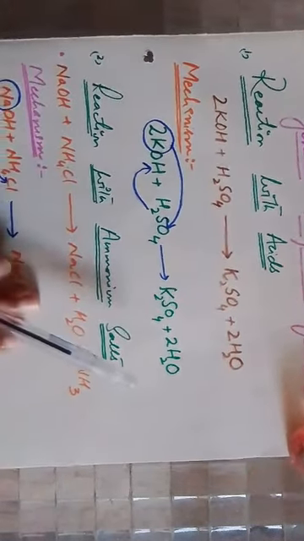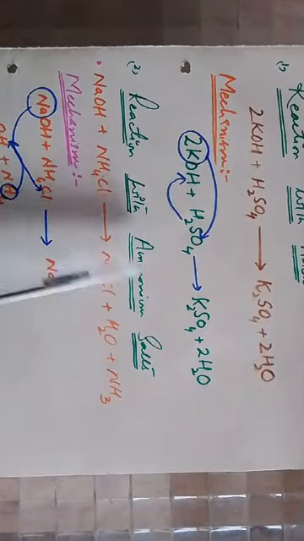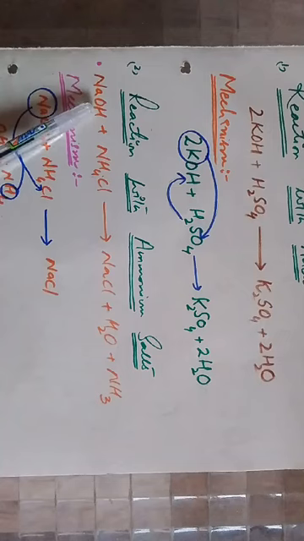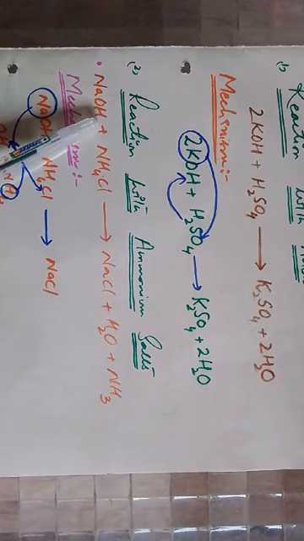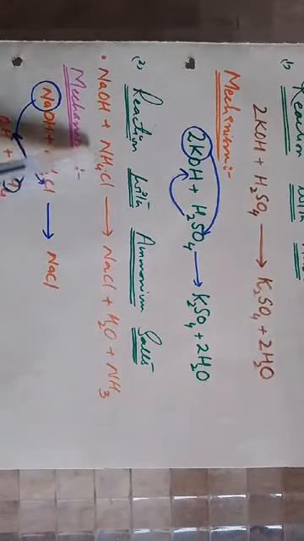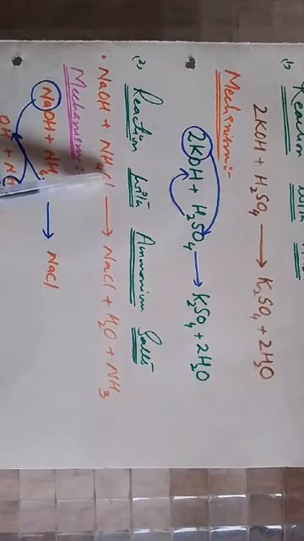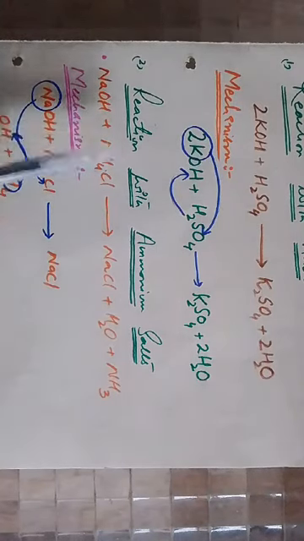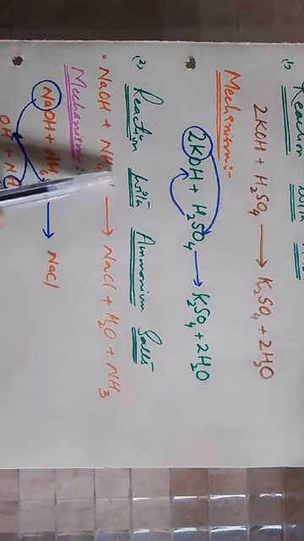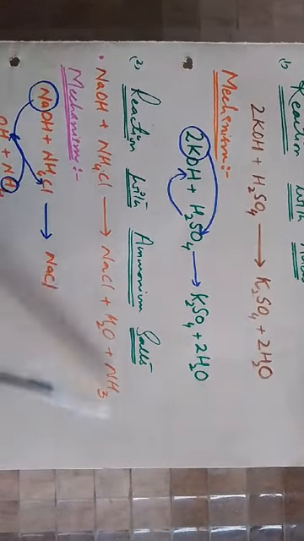Now come towards the second one, reaction with ammonium salts. NaOH, sodium hydroxide, again OH is your base. Sodium hydroxide combines with ammonium chloride, which is your salt. Ammonia, NH4, when combined with Cl, forms an ammonium salt. When sodium hydroxide combines with ammonium salt, it forms NaCl, water and NH3.